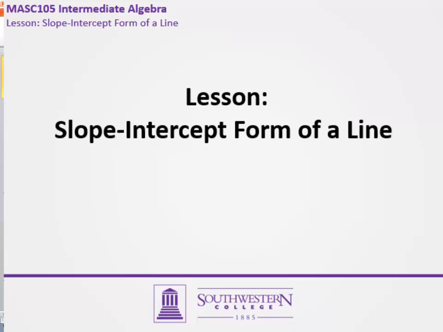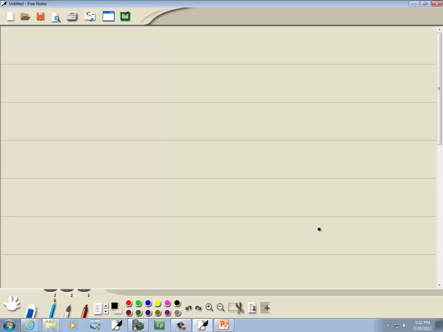Let's take a look at the slope-intercept form of a line. Now our slope-intercept form, there we go. So our slope-intercept form is y is equal to mx plus b.